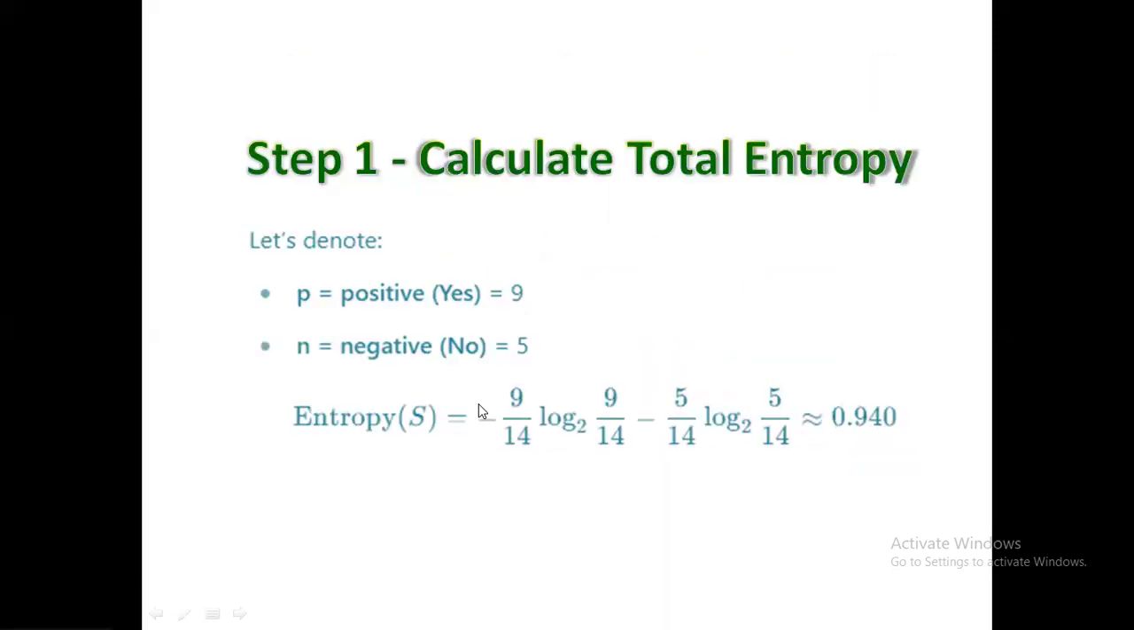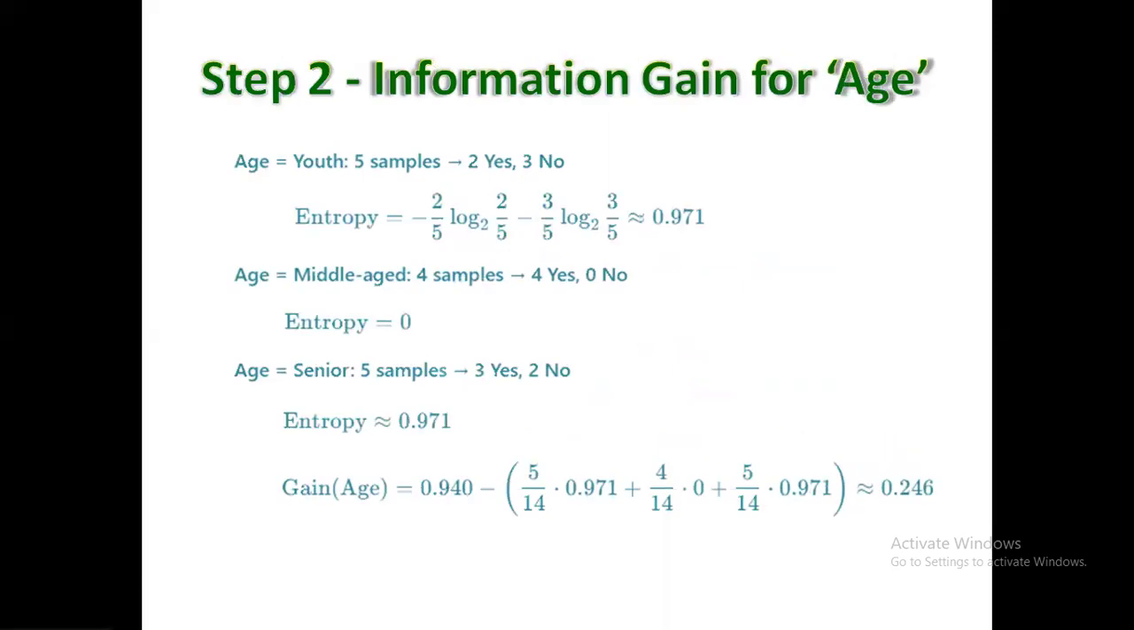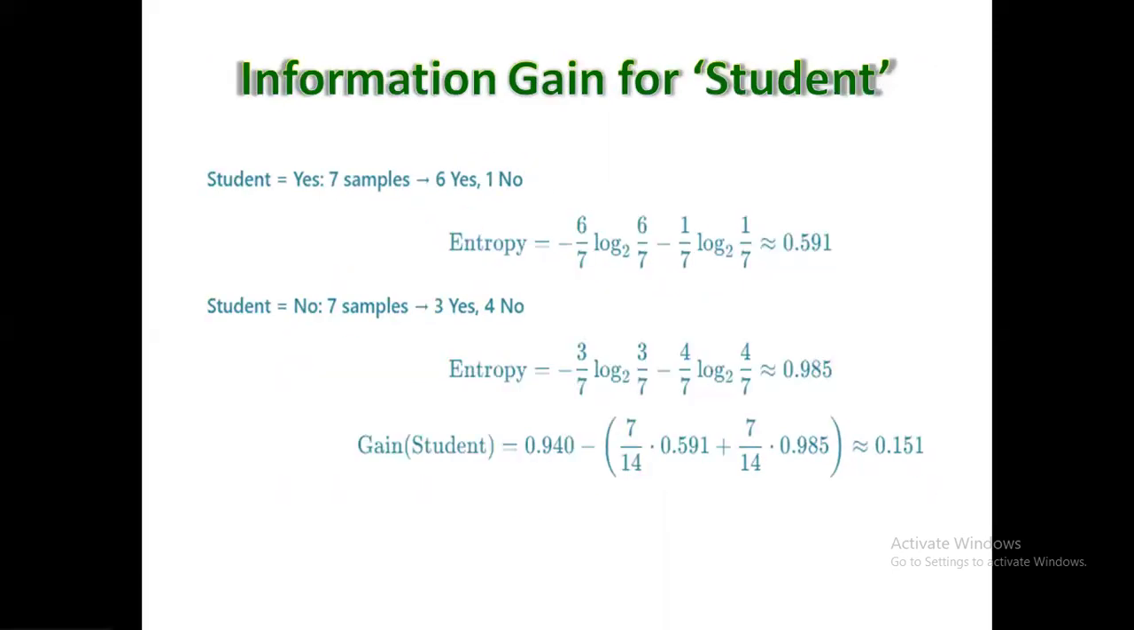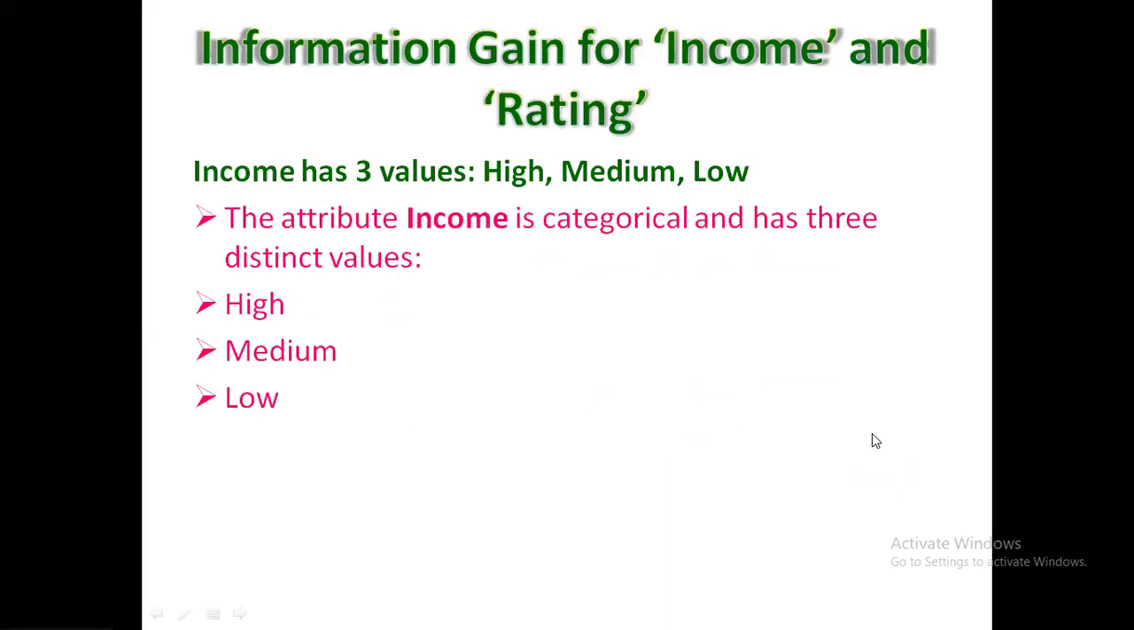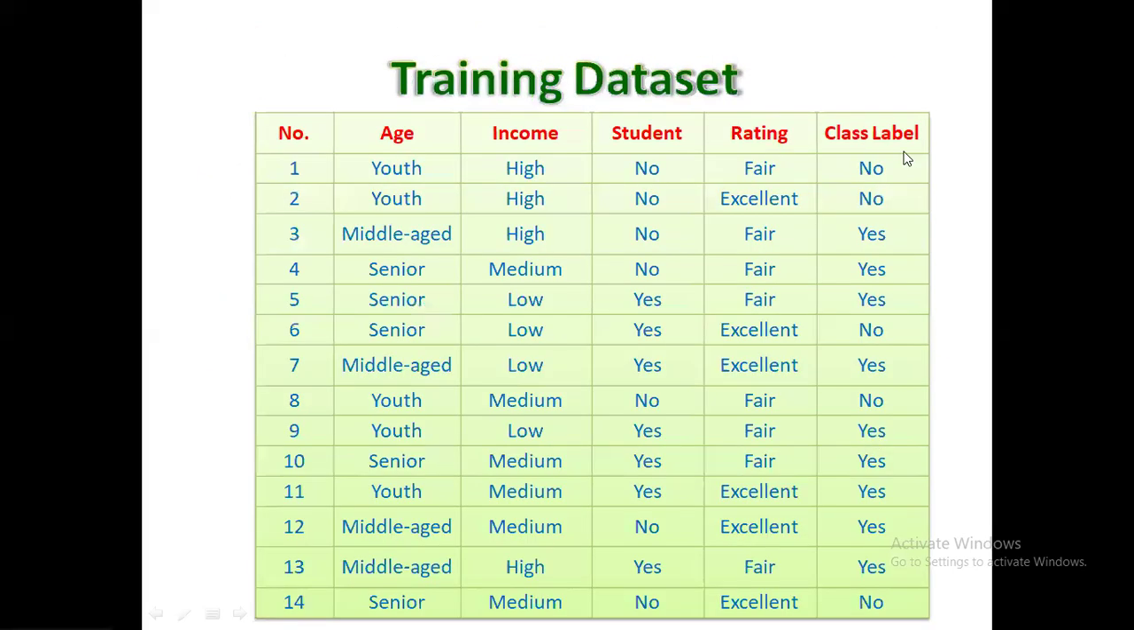The entire entropy is 0.940. So 0.940 minus 7 by 14, the total samples are 14, into 0.591, plus 7 by 14 into 0.985. If you are multiplying and adding, you are getting the value 0.151. Next attribute. What is the next attribute?